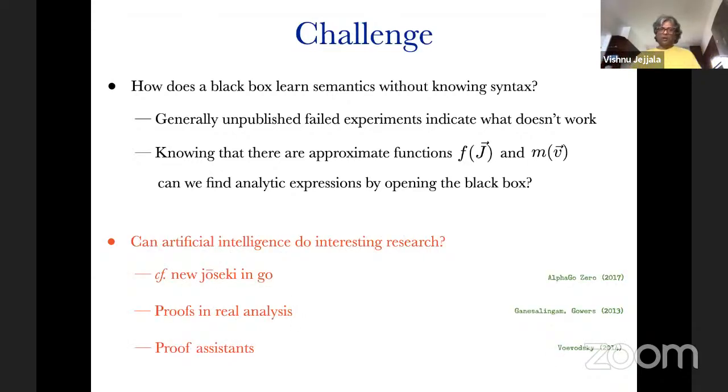But there's a deeper question here. Can artificial intelligence do interesting research? In some sense, the answer is yes. We know that AlphaGo has invented new openings in Go. There are new Joseki, new opening sequences that humans haven't developed. The computers are much more proficient at generating. But the state of the art is in real analysis. Ganesalingam and Gowers tried to teach machines proofs. And the proofs that the machine produces are at the level of a first-year graduate course in real analysis; professional mathematicians cannot distinguish a computer-generated proof from a graduate student's proof. And Voevodsky has been promulgating the idea that proof assistants will be a way to proceed in mathematics. And this is all thematically related to this notion.